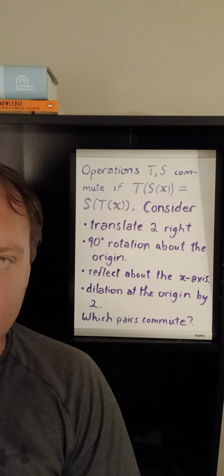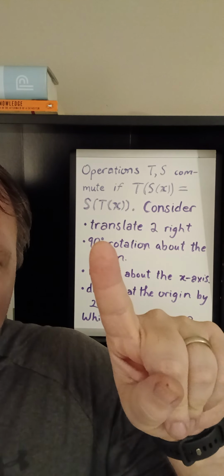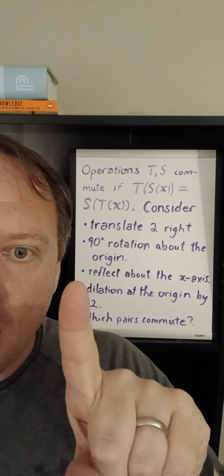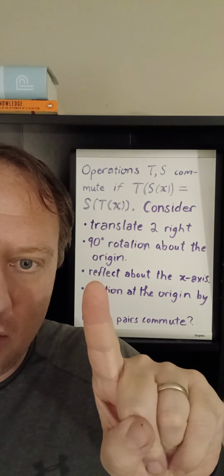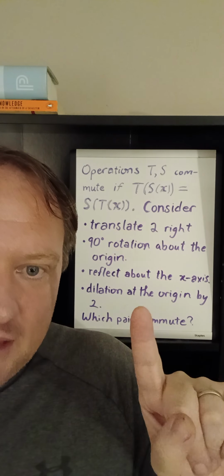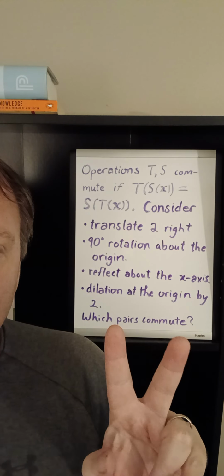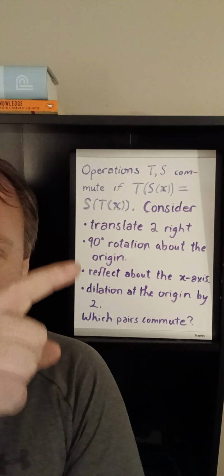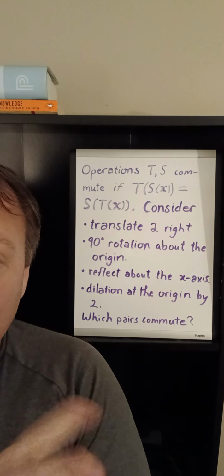Now consider the following four operations, all of them on the two-dimensional coordinate plane. You translate two to the right. That's one operation. Another is you do a 90-degree counterclockwise rotation about the origin. Another is that you reflect about the x-axis. And finally, we dilate by a factor of 2 at the origin. Which of the pairs of these, and we are considering distinct pairs, so there are 6 distinct pairs of operations here, of those, how many commute?